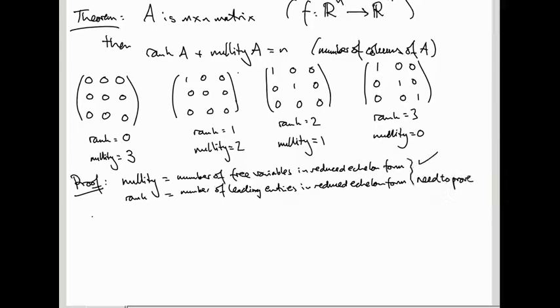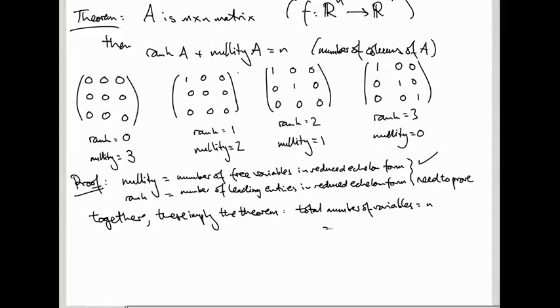And together, these imply the theorem, because the total number of variables is n, and it's also equal to the number of free plus the number of dependent variables. Okay, so what we really need to prove is this second statement, that the rank is the number of leading entries.